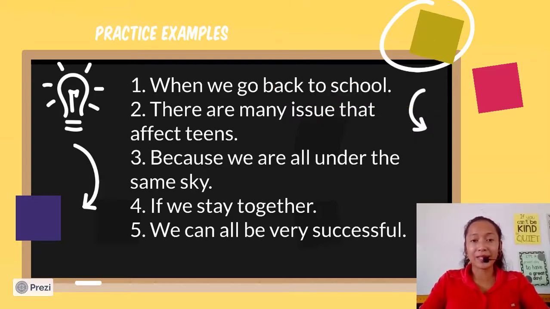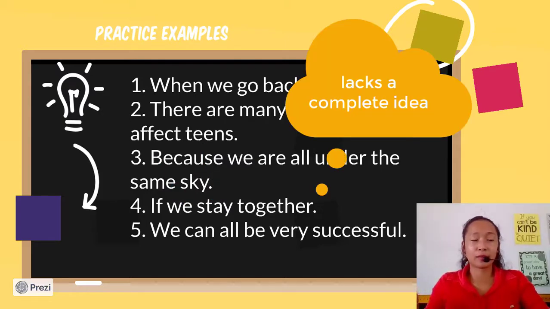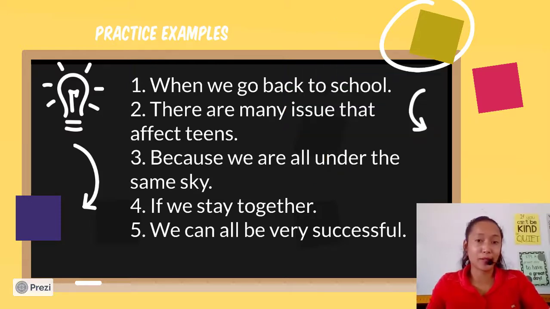Number four, if we stay together. Subject, verb, complete thought or not? No, right? No complete thought. If we stay together, we will have better chances. If we stay together, we will survive. Or if we stay together, we will be upset with each other. There are many possible additions that could be added to make it a complete thought, right? So this particular example is also a dependent clause.